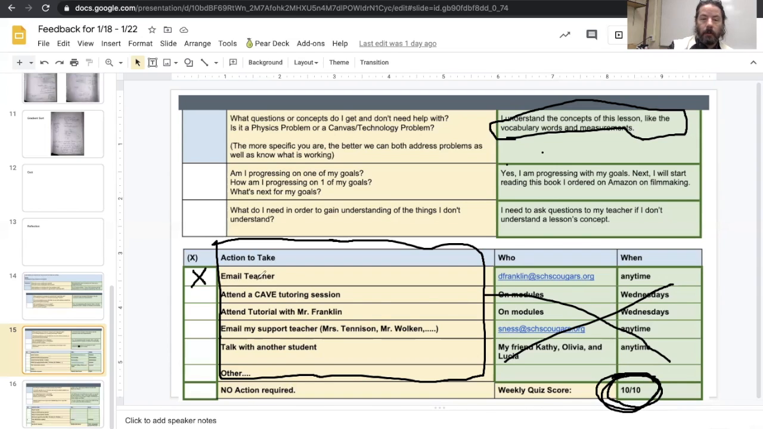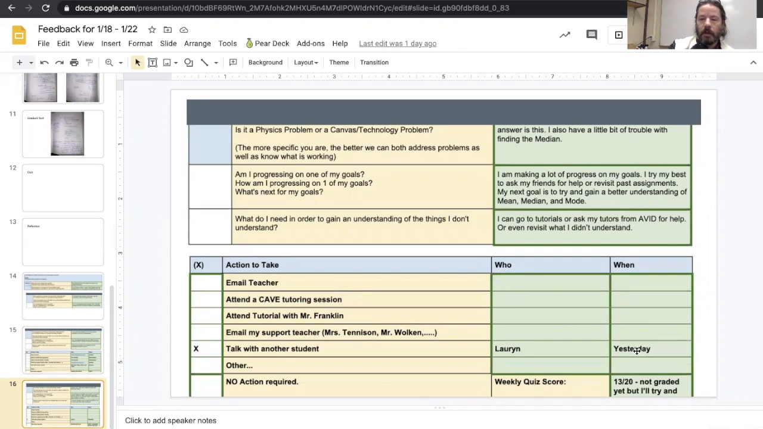Just a reminder, if you are going to go to CAVE, mark it. Tell me who you talked to, all that good stuff. If you did work with another student, tell me who you're working with. And if you don't need to do any of those, you put no action required. You're welcome to email Mr. Ness, but he's going to send you to me. This is more for if you have Ms. Tennyson or Mr. Wilkin for a separate class. You can put whoever your support teacher is, and tell me that you're talking to them.